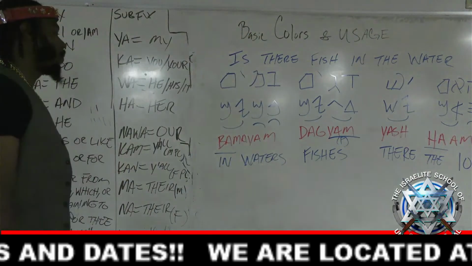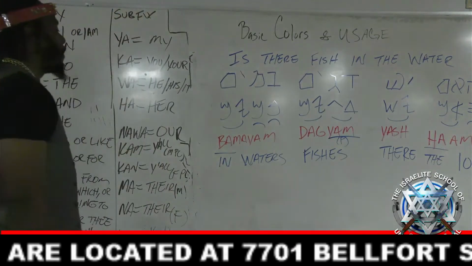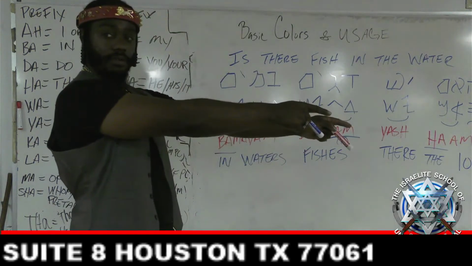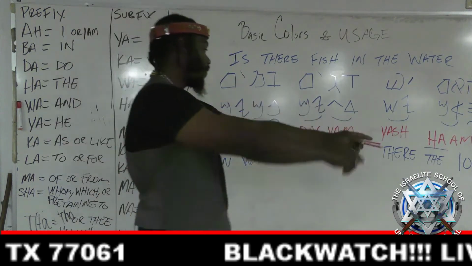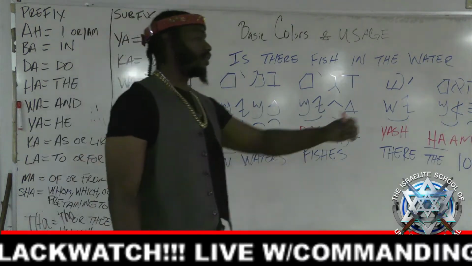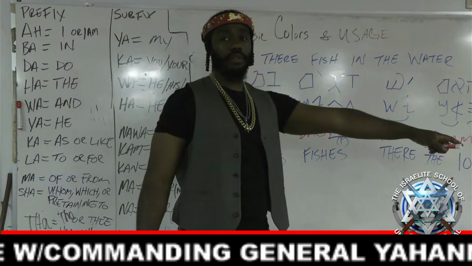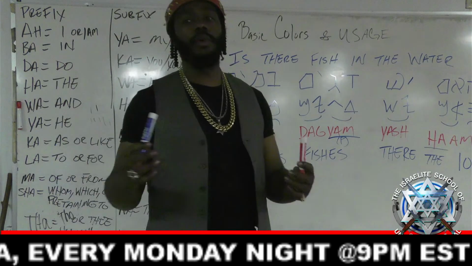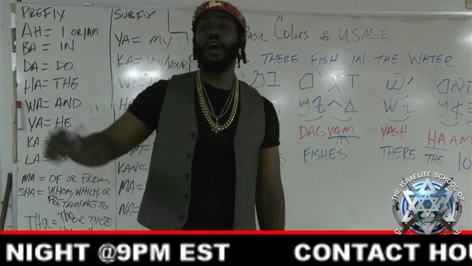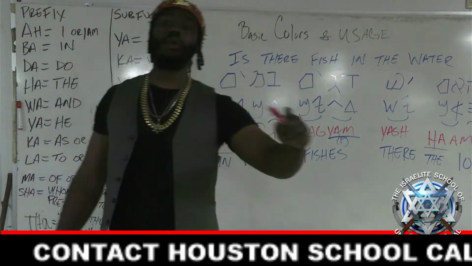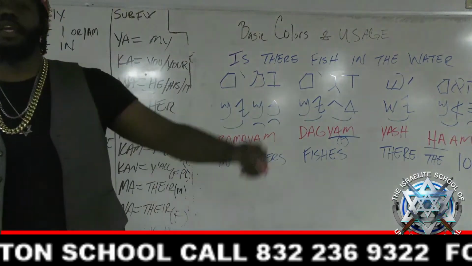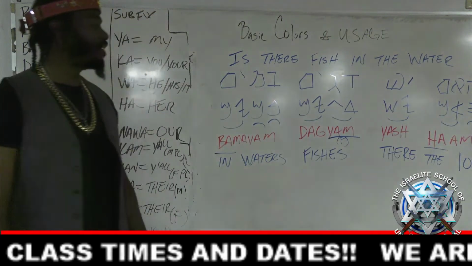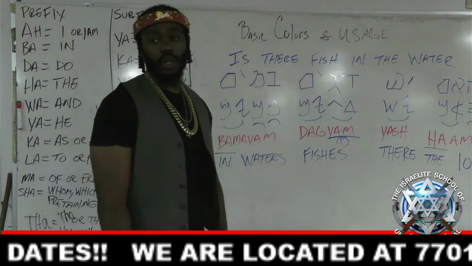All right. Okay. So ha'am yash dagyam bamayim. Low, pointing right there. There are fish in the water. So you're asking where you're pointing, is there fish in the water? A good example of this is in the New Testament. It says the kingdom of heaven does not come with observation, saying lo here or lo there. Pointing like, is the kingdom of heaven here? Is the kingdom of heaven there? So that is what low means, like to point.